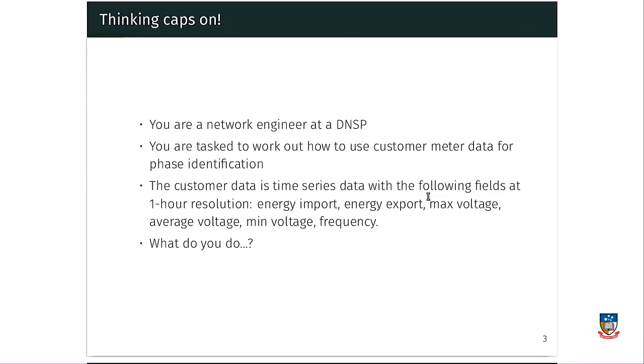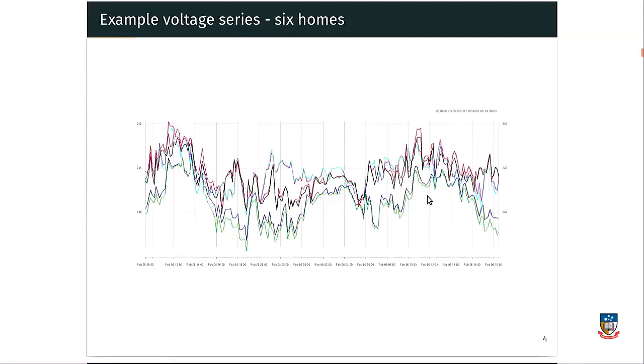What do you do? How do you go about analysing this data? Have a think. I'll give you 6 traces to give you an idea of what it is you're looking at. These are voltages across a number of days. I think they're 3-hourly peak voltages. What would you do with this data? What could you do with this data?